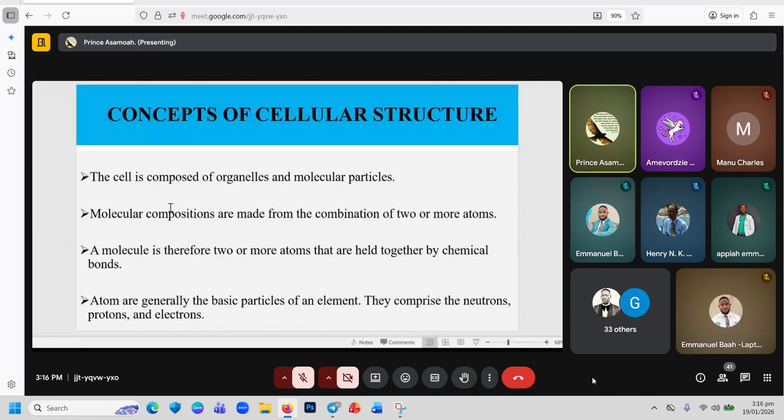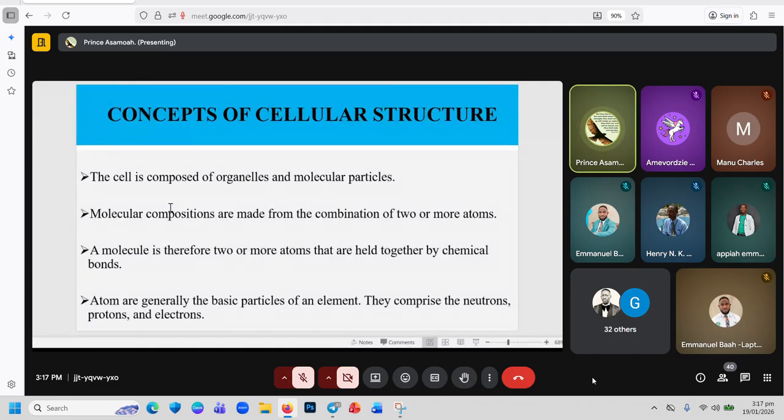Now, we are looking at the cellular structure, and we are saying that the cell is composed of organelles and molecular particles. The organelles themselves were built up from molecules. But for the ones that have gotten to the organelle level, we can't really say they are molecules unless we break them apart. So we have the organelles and we have molecular particles within the cell.